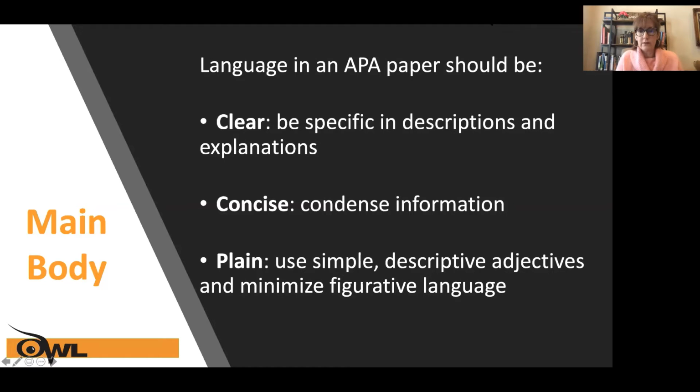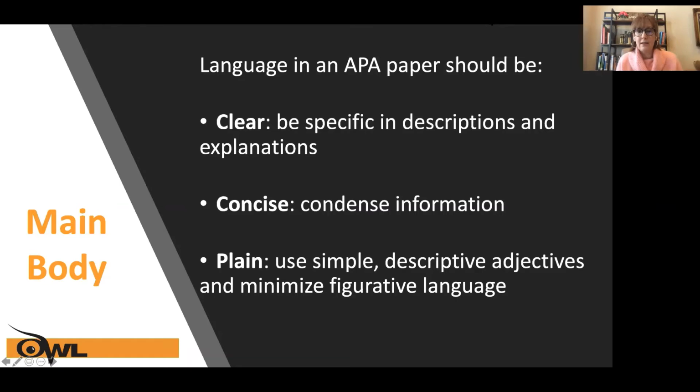Okay, so we talked about the title page, we talked about the abstract, the need of or not, and then the next thing is the main body, which is really what you're going to be writing. And the language in APA is very different than MLA or a process paper that you might be writing, or like a diary entry or any kind of creative writing. It's going to be very different. It needs to be clear, concise, and plain.